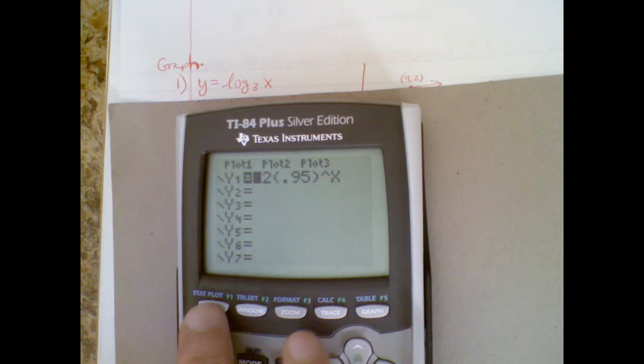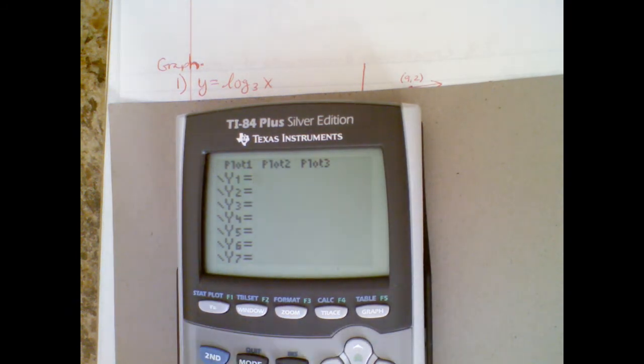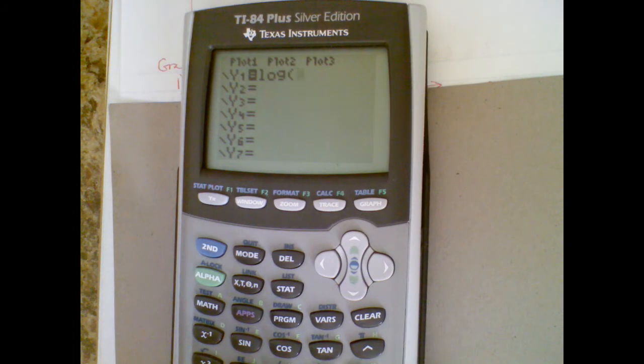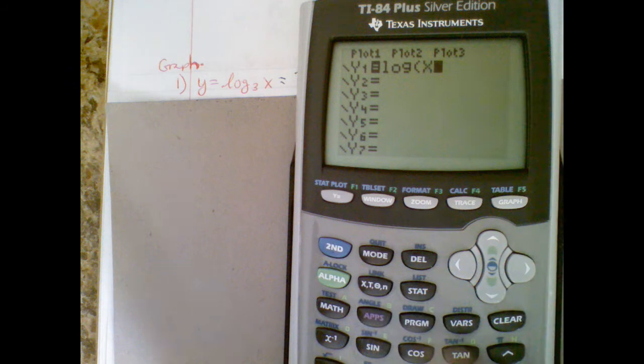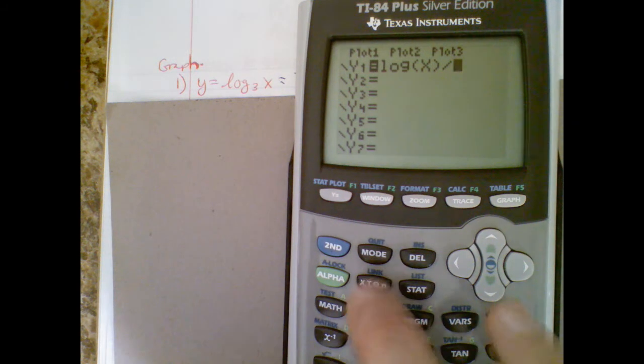Alrighty, these next ones we're going to take a look at just the graphs. So for this first one, it's y equals log base 3 of x. To graph this, we're going to go to our graphing calculator. We're going to type y equals, and then we type log of x divided by log of 3. It's our log button right next to our 7, log of x, parentheses, divided by log of 3.